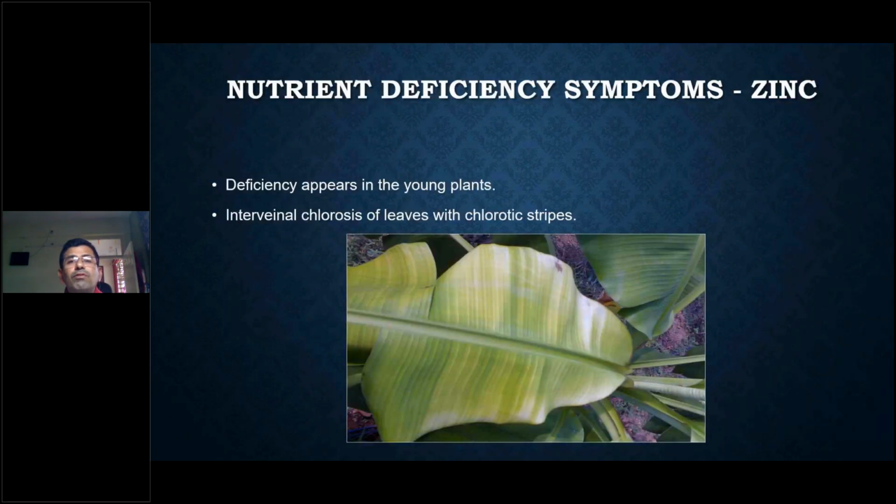So far we have covered all the nutrient part. To avoid all these macro and micronutrient deficiency problems, one should do the soil test, which is very important, and a water test, and follow the fertilizer chart accordingly. If you follow it, we will not face any kind of these deficiency problems.